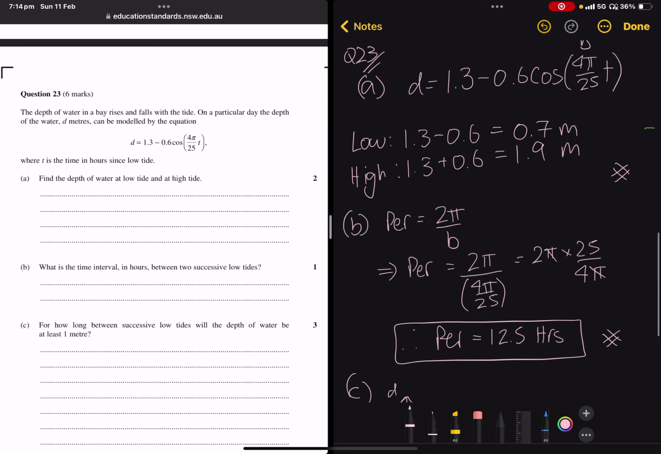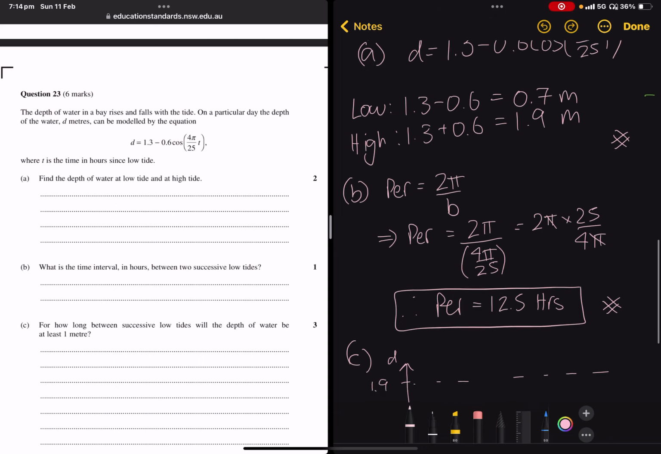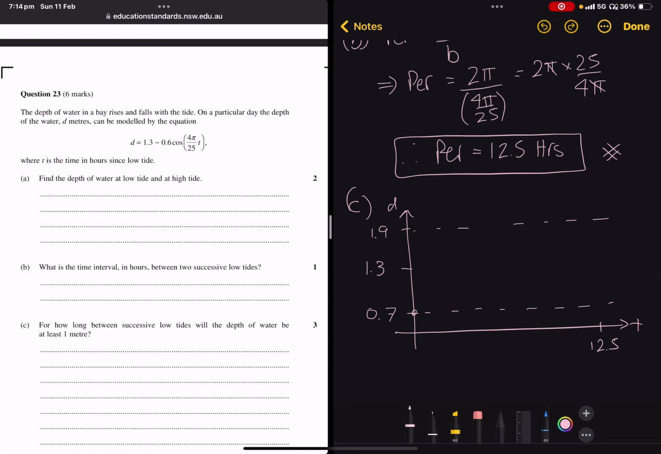Because this is 1.3 minus cosine, and cosine of 0 is 1, this starts at low tide. So it starts down here, and then halfway through, at 6.25 hours, gets to high tide, then comes back down to low tide. So it looks something like this. Pretty normal cosine function. It's just shifted around a little bit.